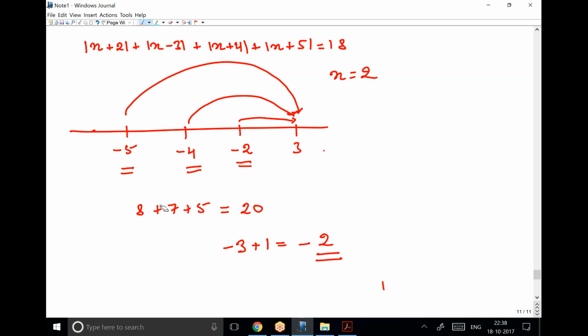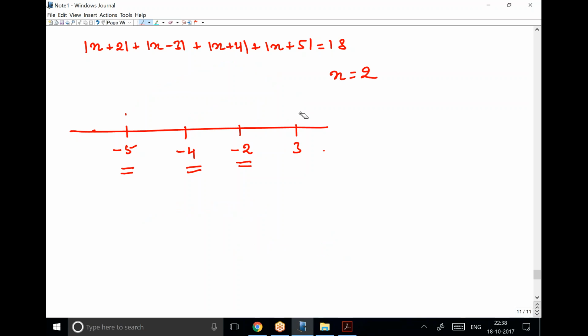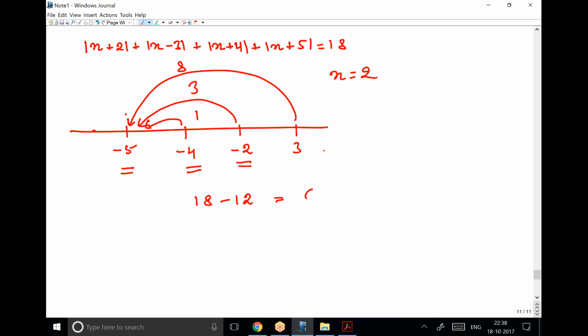Now look at another scenario. When this person reaches here, he will cover a distance of 8. When this person is going, he covers a distance of 3. When this person is going, he will cover a distance of 1. So 8 plus 3 plus 1, the total distance covered by these people will be equal to 12. Then how much is left out? 6 is left out. They are supposed to travel 6 more together.